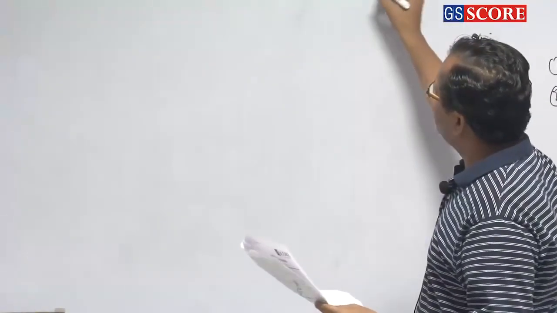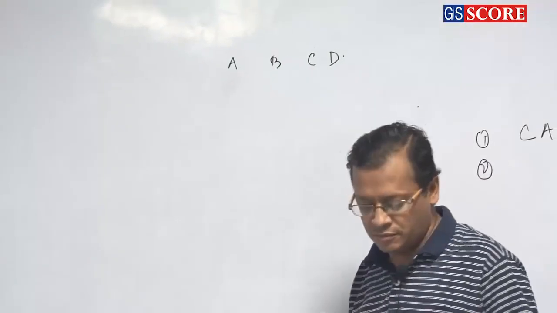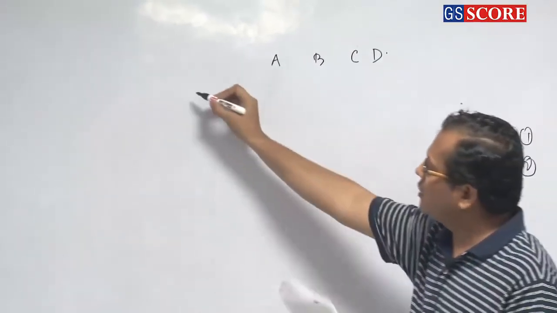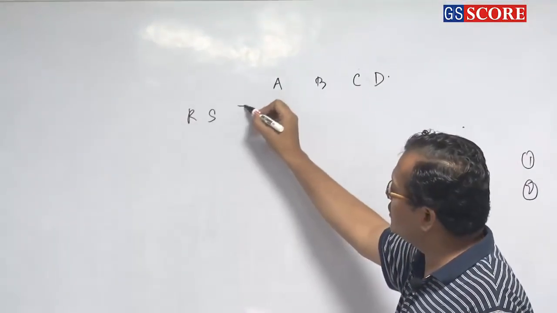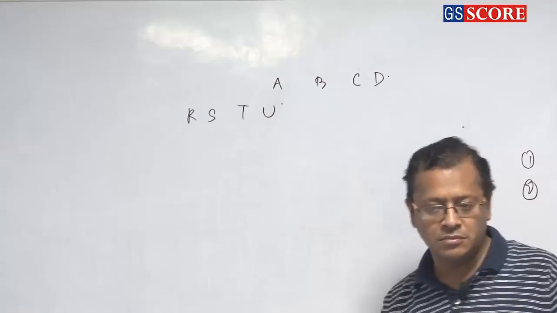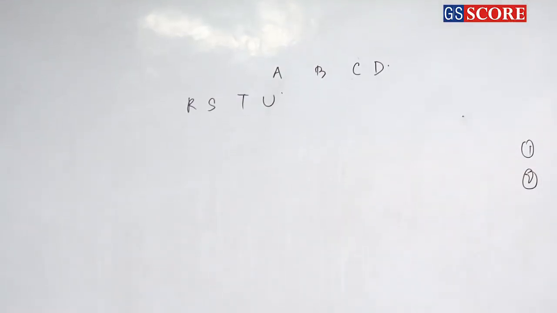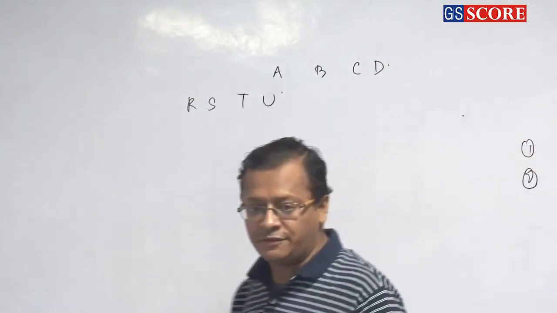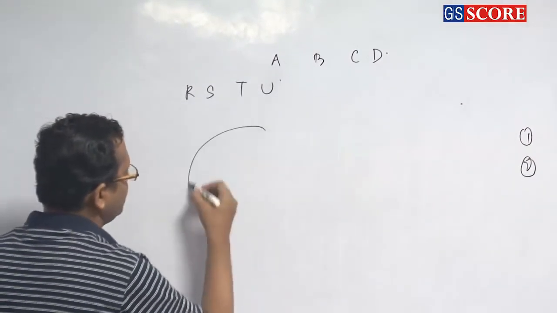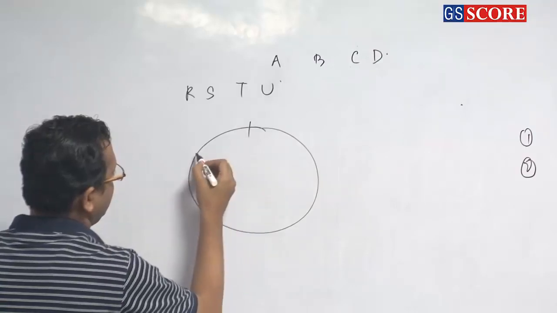A, B, C, D, and the husbands are R, S, T, U. You just note it, okay. They danced in a circle facing each other. All the wives will be to the left of their husbands. Okay. So just draw the circle. So there are 8 positions. A.